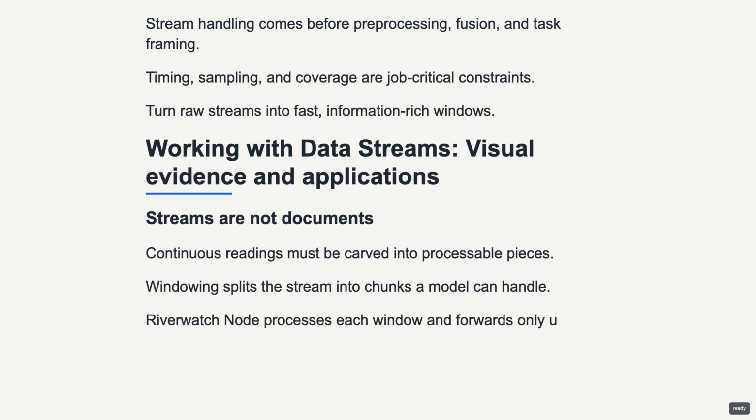Riverwatch Node shows the practical side of this idea. A low-power monitor watches for short events, and if the windows are chosen well, it catches the splash, the vibration, or the alarm-like sound. If they're chosen badly, the event never gets a fair chance to be seen.